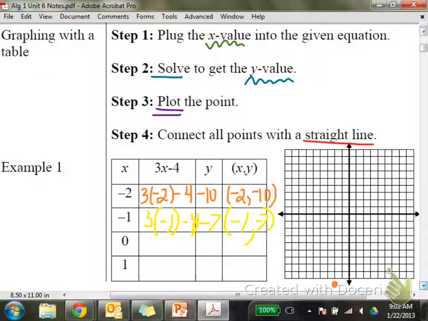I would go left 1, right? And down 7. So that would be right here. Okay, good. All right, next one. Okay, Angel, next one for us, please. Fill out the next line of the chart.